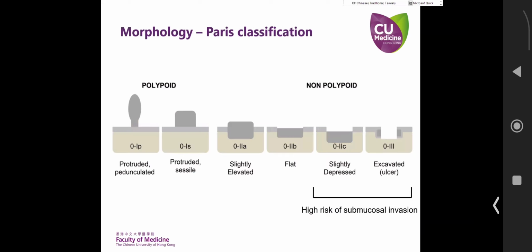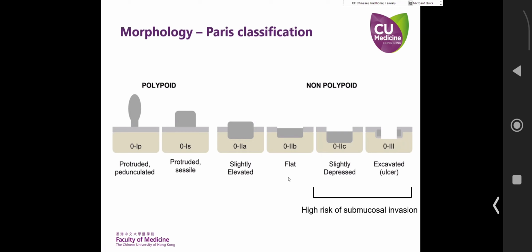So for morphology, as I mentioned before, in the colon we typically will use this Paris classification. I'm sure you all know this already. Polyp lesions can be further divided into 1P or 1S, pedunculated or sessile. But for non-polyp lesions, we will also look for any depression. If there's any presence of depression in the lesion, it actually signifies a high risk for submucosal invasion. So make sure that you detect that early and also mention that.